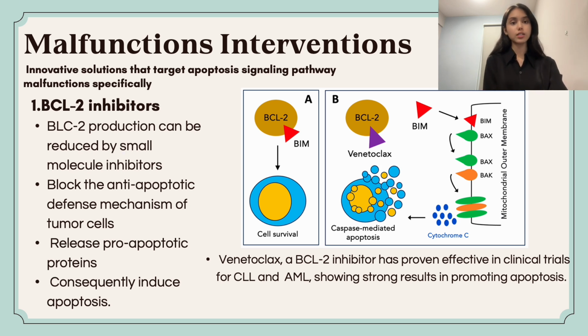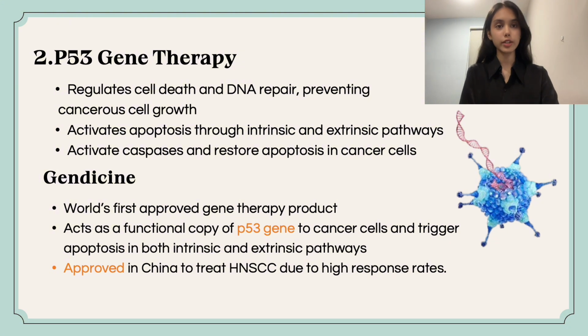Venetoclax has shown strong clinical results, especially in chronic lymphocytic leukemia, by promoting cancer cells' apoptosis, making it an innovative intervention. p53 gene therapy restores the function of the p53 tumor suppressor, regulating cell death and DNA repair to prevent cancer growth. It triggers apoptosis through both intrinsic and extrinsic pathways, activating caspases to induce apoptosis in cancer cells. Gendicine, the first approved gene therapy, delivers a functional copy of the p53 gene, helping cancer cells regain the ability to undergo normal apoptosis processes.